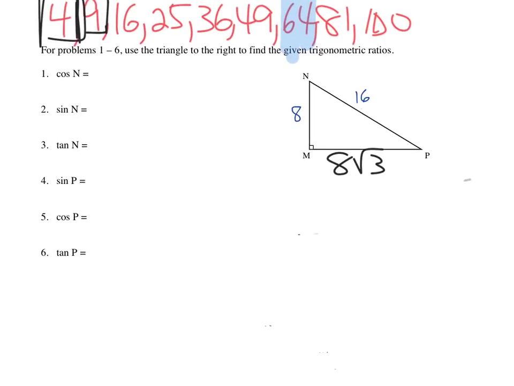So now I'm going to go about determining these 6 trig functions. And remember, trigonometry is always about the angle. So the first one asks you for the cosine of angle n. So angle n is up top. I'm going to label my picture. The 16 is still the hypotenuse. That doesn't change. But since my angle is n, the opposite is 8 radical 3. The adjacent is going to be 8.